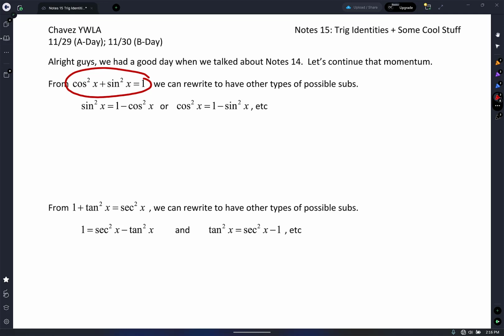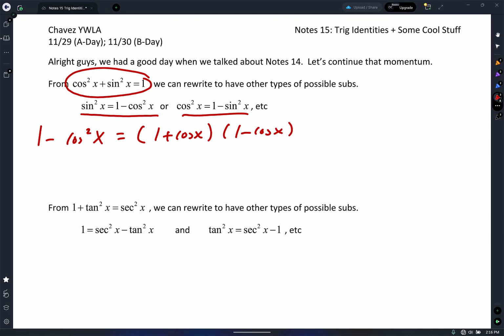So you can move the cosine squared to the other side, and you get that. Or you can move the sine squared to this side to get that. Now remember, guys, help yourself out with this. 1 minus cosine squared x is also the difference of squares, because 1 times 1 is 1, and cosine times cosine is cosine squared. So that's the same thing as saying 1 plus cosine x times 1 minus cosine x.